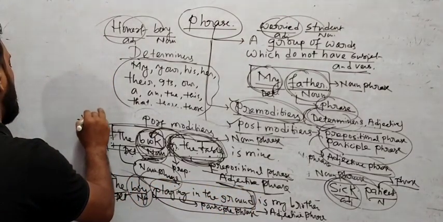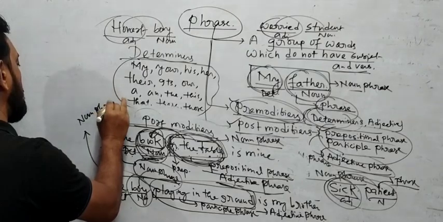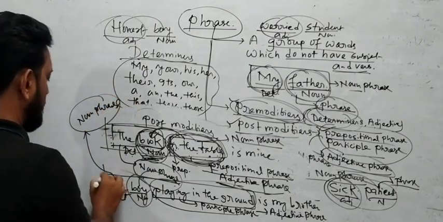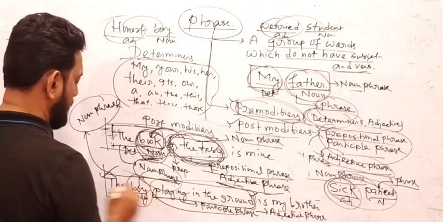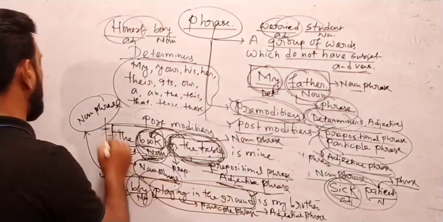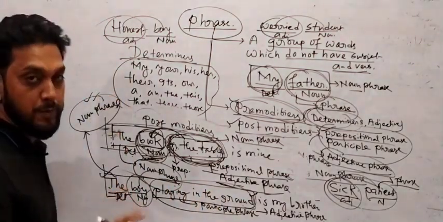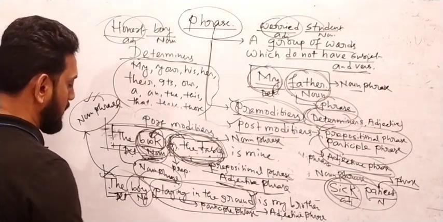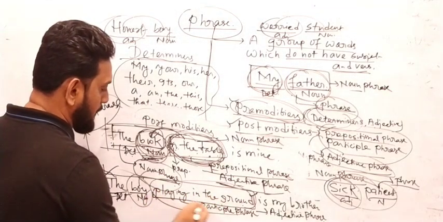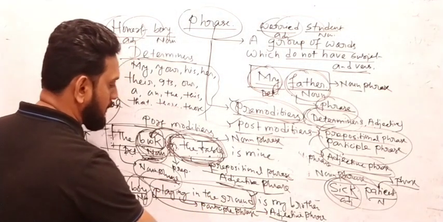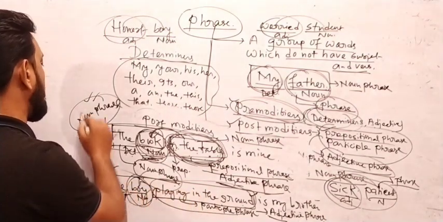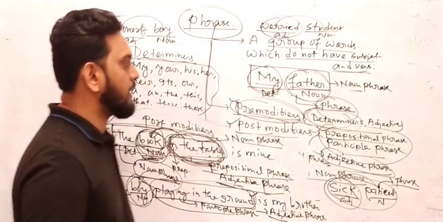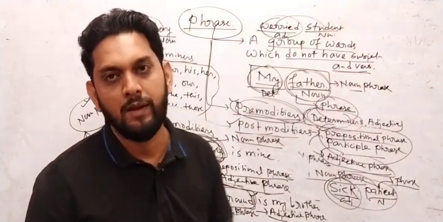From the to ground, we can consider it a noun phrase. Why do we call it a noun phrase? Because playing in the ground is a participle phrase, or you can say an adjective phrase. This adjective comes for this noun, so the complete phrase from the to ground will become a noun phrase. Got my point? So in this way we can make out a phrase.